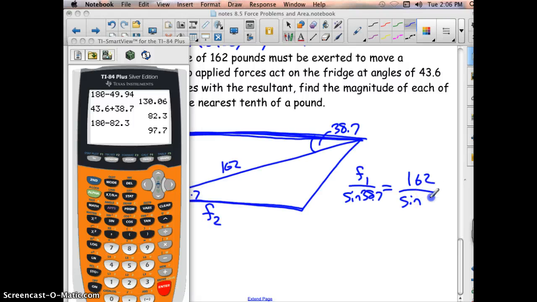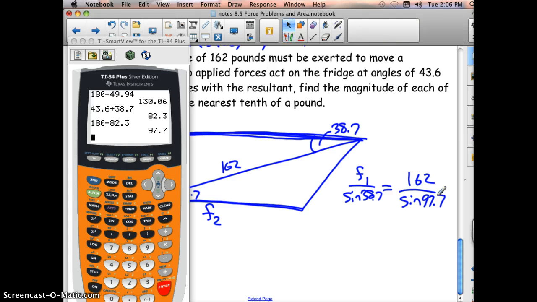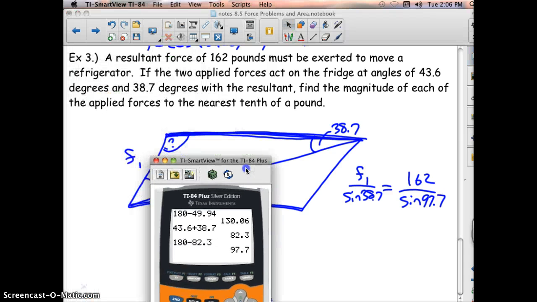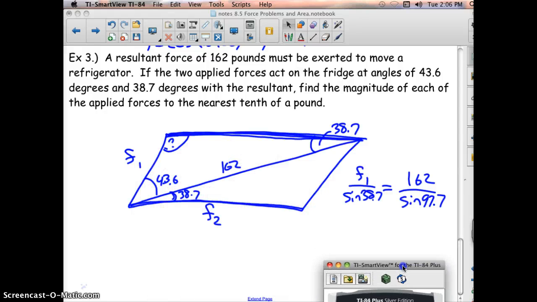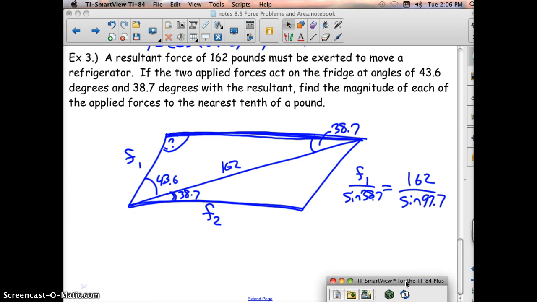All right, 97.7. Now that's an application of the law of sines, and we've done that several times. So please finish this, okay? And that does it for our force video. All right, finish this and please find F2 as well. All right, the second force as well. Good luck.